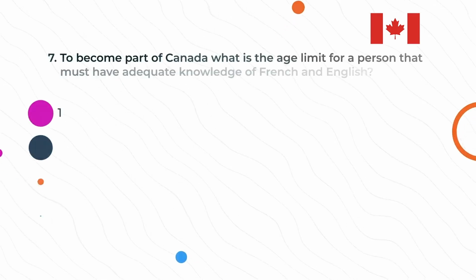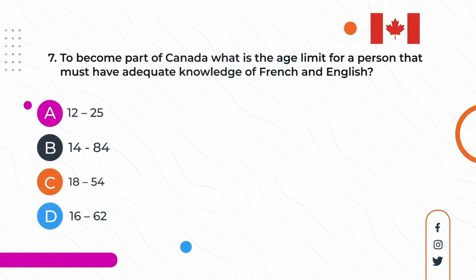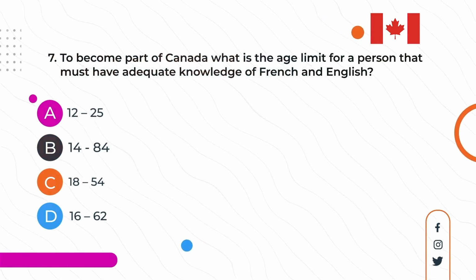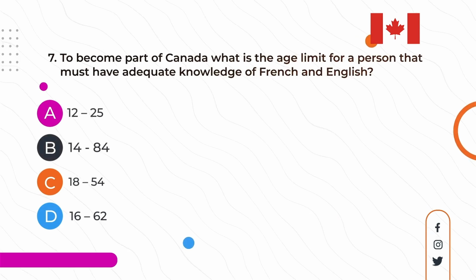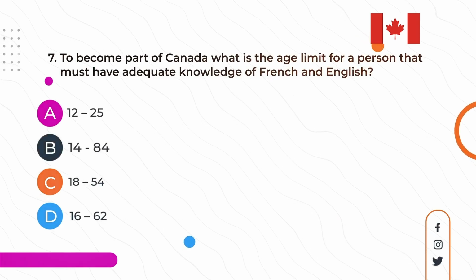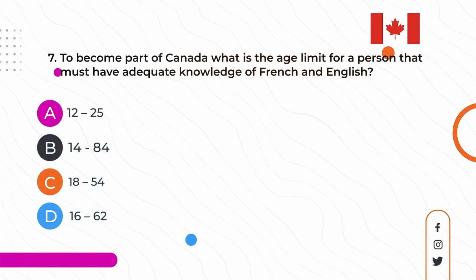Number 7. To become part of Canada, what's the age limit for a person that must have adequate knowledge of French and English? A. 12 to 25. B. 14 to 84. C. 18 to 54. D. 16 to 62.